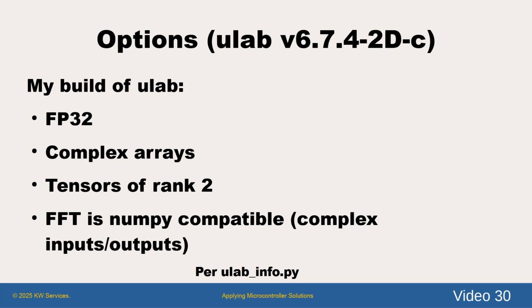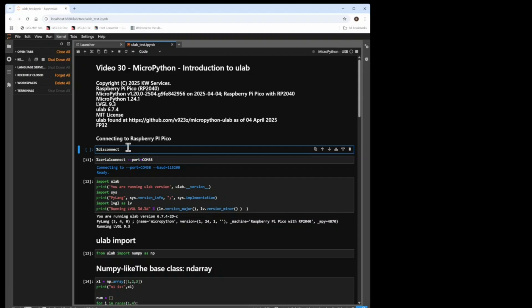Here are some of the important nuances. The library is 32-bit floating point. It supports complex arrays, tensors of rank 2, and finally the FFT is NumPy compatible. I got this by running the ulab_info.py program provided by the ulab online documentation, also included at my GitHub site. First, we'll go back and disconnect from the Raspberry Pi in the Jupyter notebook.